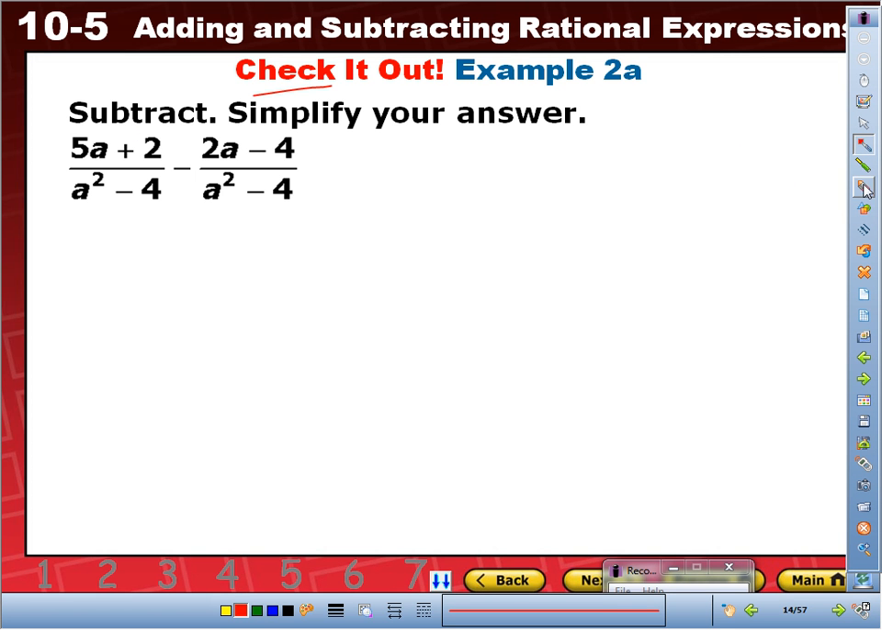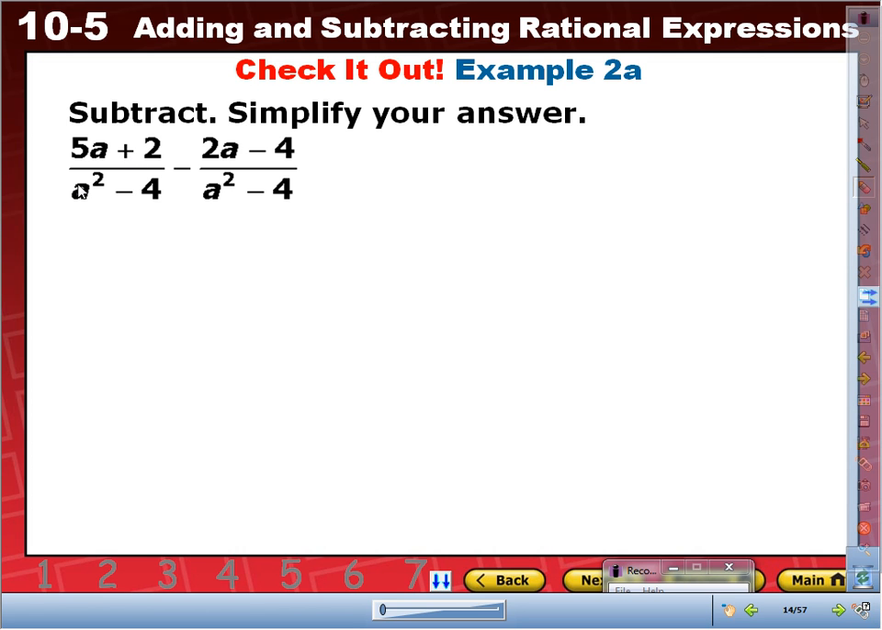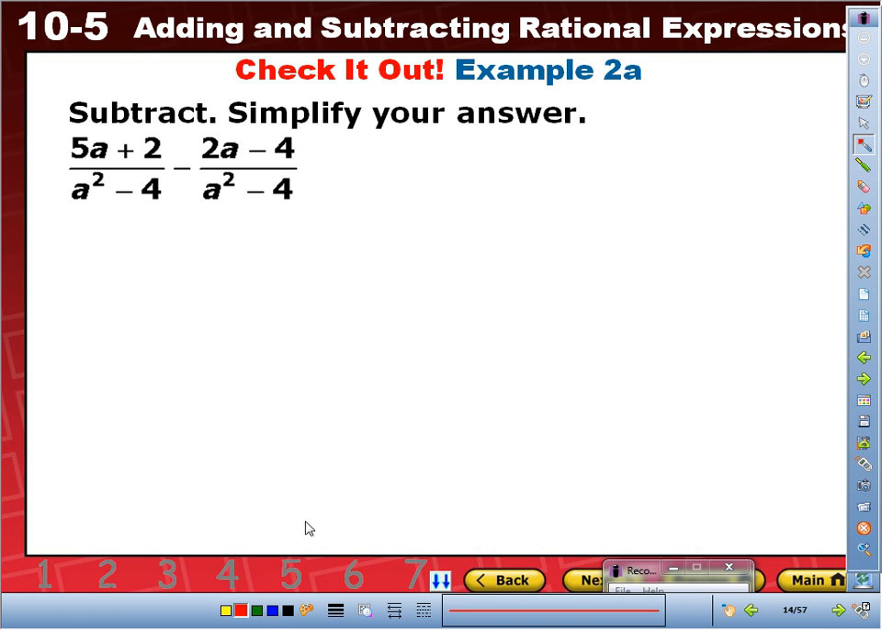Example 2A, it says, subtract. We got 5a plus 2 over a squared minus 4 minus 2a minus 4 over a squared minus 4. What do you guys notice the denominator is? I know, but what is that called? Difference of squares. So let's get started. Let's identify our common denominator. Our common denominator is a squared minus 4.